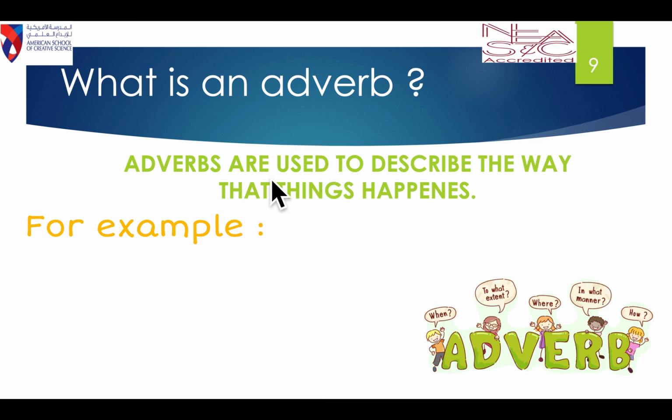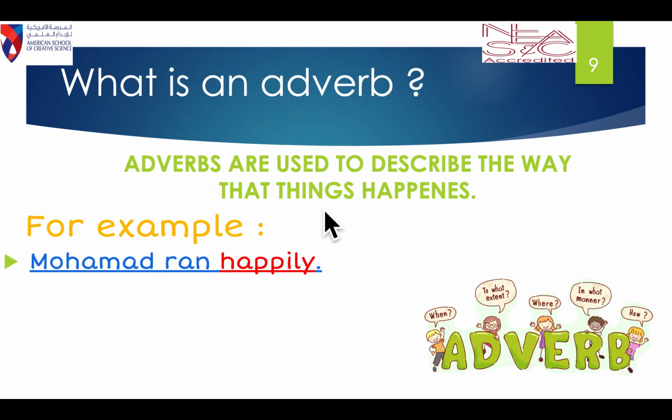Adverbs are used to describe the way that things happen. Alright, so for example, Muhammad ran happily. How did Muhammad run? Muhammad ran happily. Alright, our subject is Muhammad. Who did the running? Muhammad. And our verb is ran. What did Muhammad do? Muhammad ran.